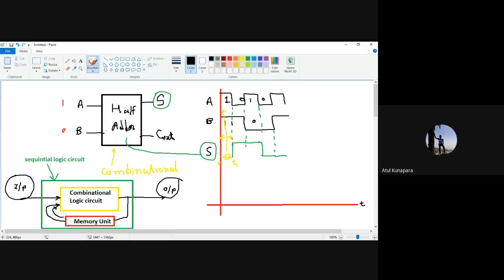Yes, sir, clear. What is the difference between combinational circuit and sequential logic circuit? Okay. Now, sir, one doubt is there.